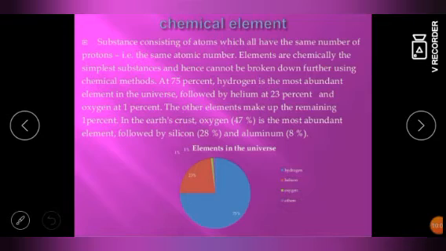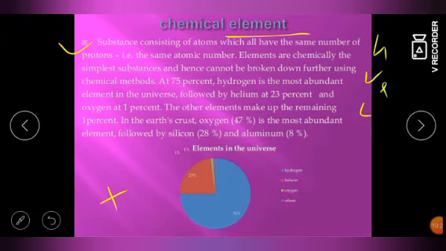So chemical elements are substances consisting of atoms. Now we will discuss element. A substance which consists of atoms which all have the same number of protons. These are called elements, which have the same number of protons, the same atomic number. It means, what is a proton? Basically, dear students, let me introduce what an element is. Elements are, suppose, hydrogen, helium, lithium, beryllium, boron, carbon gas; those are elements.